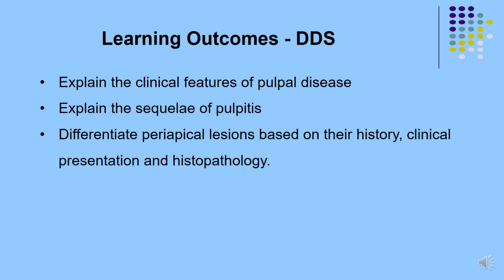The learning outcomes for this topic under the DTS curriculum are as follows. By the end of the topic, you should be able to explain the clinical features of pulpal disease, explain the sequelae of pulpitis, and differentiate periapical lesions based on their history, clinical presentation, and histopathology.